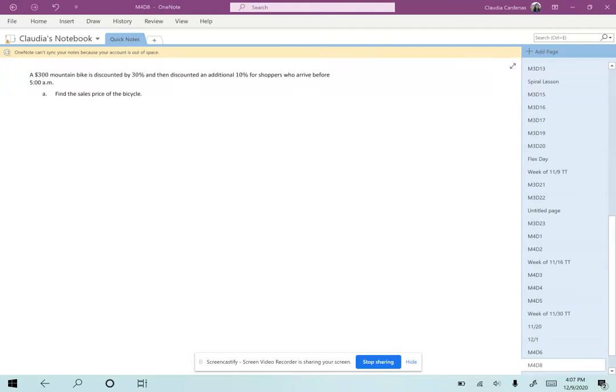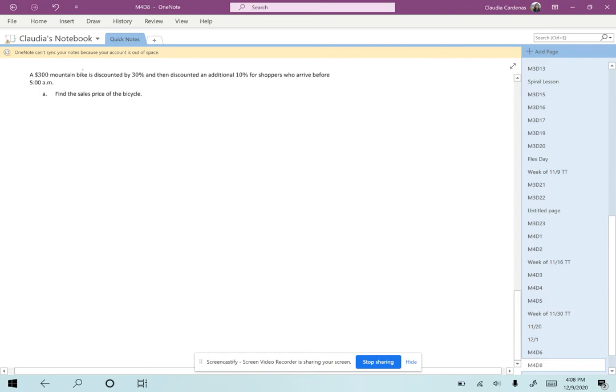Now that we've practiced a mark-up problem, let's go ahead and try a markdown problem. A $300 mountain bike is discounted by 30% and then discounted an additional 10% for shoppers who arrive before 5 a.m. Find the sales price of the bicycle. So let's go back sentence by sentence to annotate the important pieces.